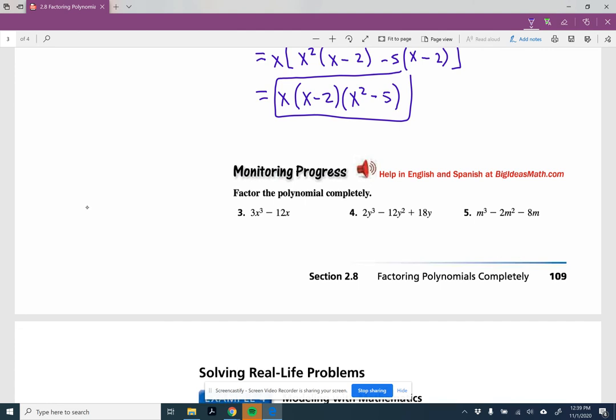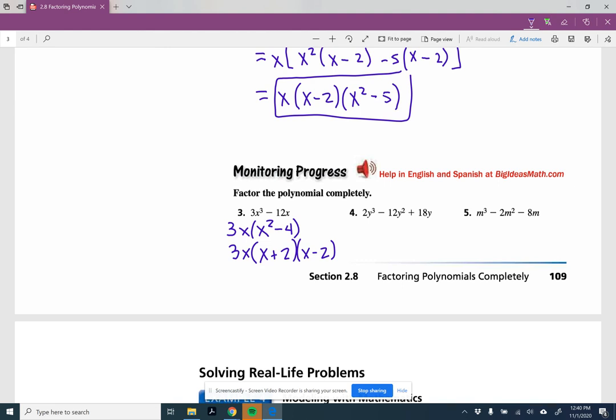Okay, problem number 3 in the monitoring progress. Notice we have a greatest common factor of 3x. So our first step is the GCF. 3 divides into 12. We do have a factor of x, so we'll take out a 3x, and then we have x squared minus 4. x squared minus 4 is the same as x plus 2 times x minus 2. And we've got a factorization.